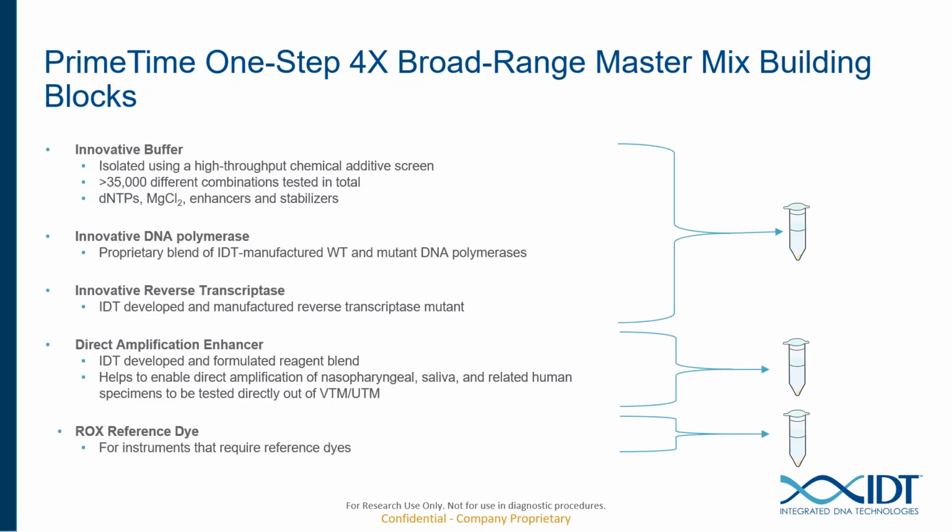The PrimeTime one-step 4x broad range master mix's improvements come from a combination of an improved buffer and proprietary mutant enzymes. The R&D efforts for the buffer formulation were exhaustive as we iteratively screened approximately 35,000 different conditions and combinations through exceedingly complex high-throughput screens to achieve our highly innovative and inhibitor-resistant master mix while maintaining the capability of a 4x formulation. We wanted to focus on improvements to the DNA polymerase and the reverse transcriptase.